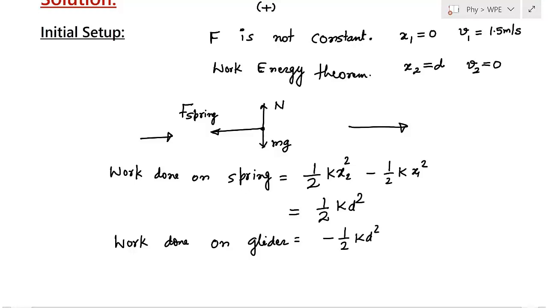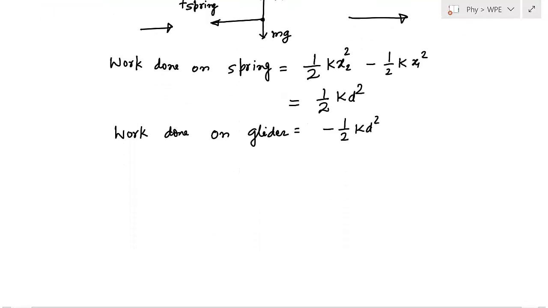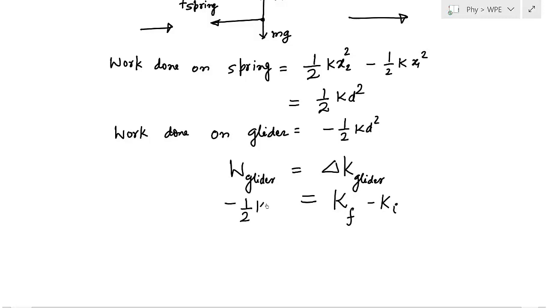Now we can use the work energy theorem. What does the work energy theorem say? The total work done on the glider, so this is the work done on the glider, is equal to the change in kinetic energy of the glider. So this is what we will use. Change in kinetic energy means final kinetic energy minus initial kinetic energy, and the work done on the glider is minus half k d square.